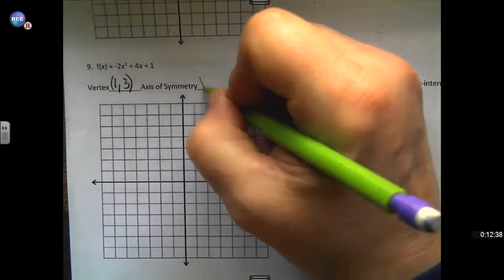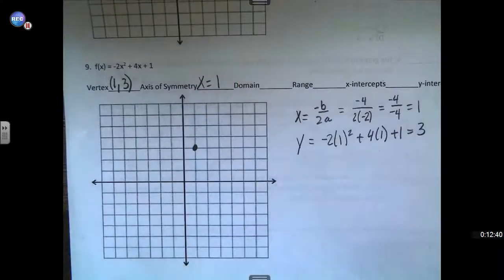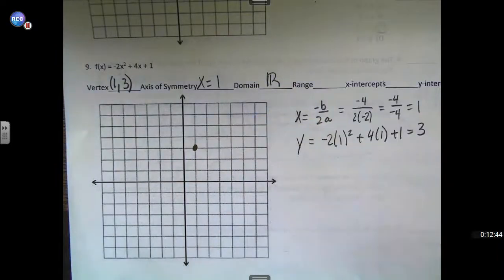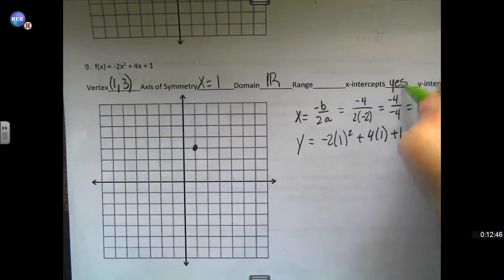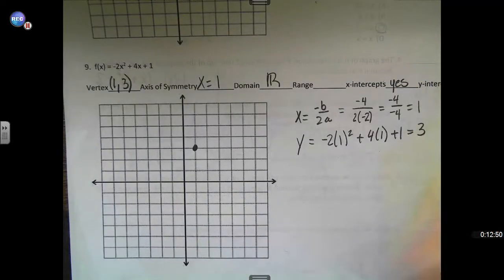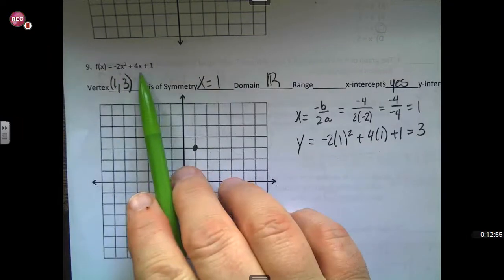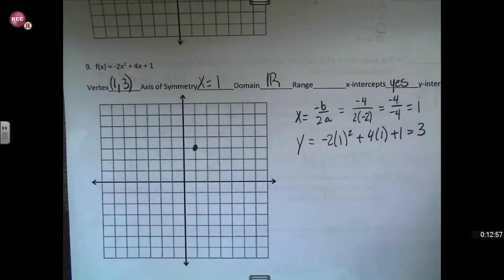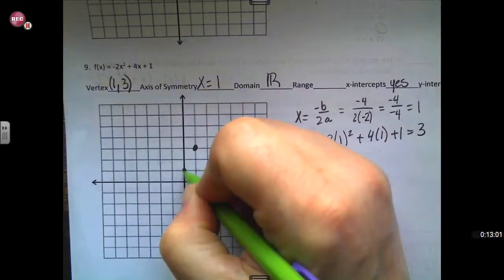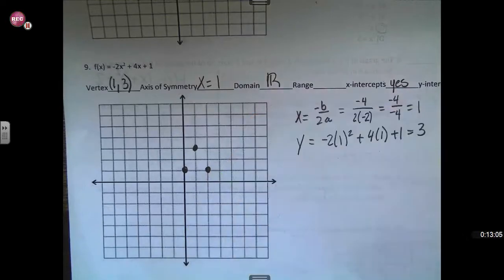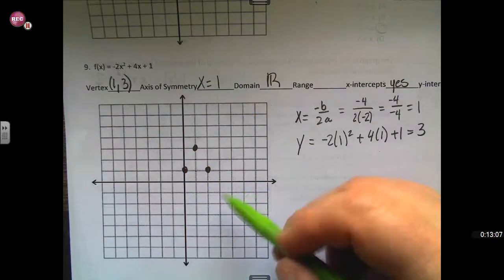Axis of symmetry is x equals 1. Domain is all real numbers. X-intercepts, yes, it's going to have them. And remember, this is the one where I can look at it and I can tell the y-intercept pretty readily. If I plug in 0, I get 1 for the y-intercept. And that is going to be a point right here. And my axis of symmetry says there's going to be another one right there. And then one more point.